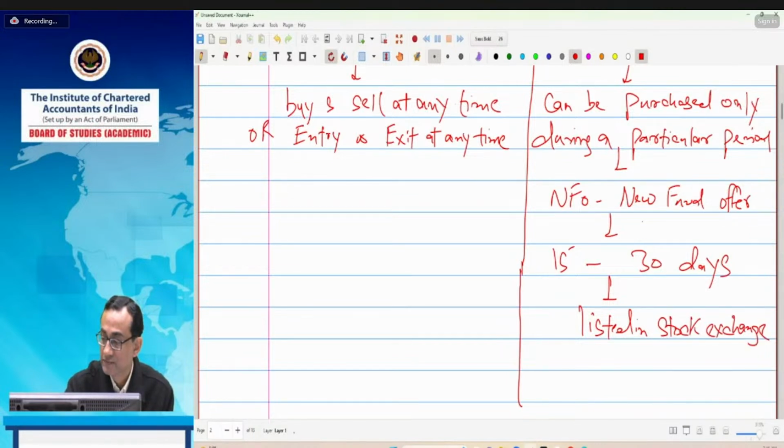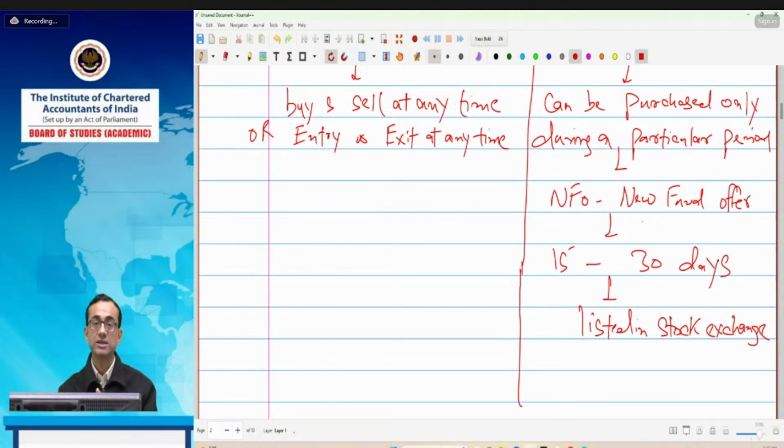These closed-ended funds are listed in the stock exchange. Listed in the stock exchange means, for example, I have not participated in the new fund offer, and you have purchased the closed-ended fund during that 15 to 30 days period. I want to purchase it now after the new fund offer closes. So I can purchase it from you in the stock exchange.